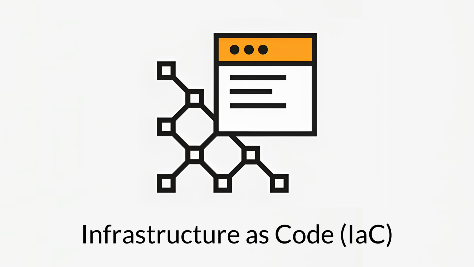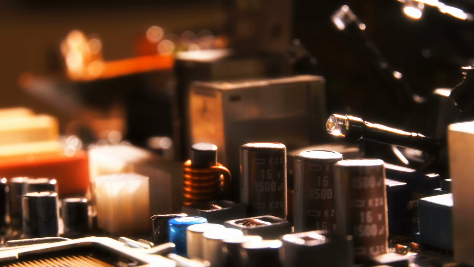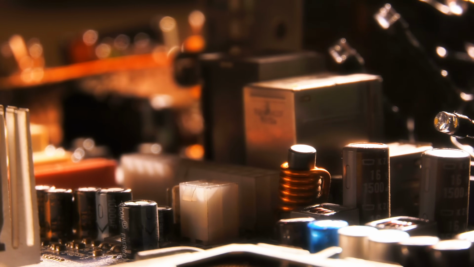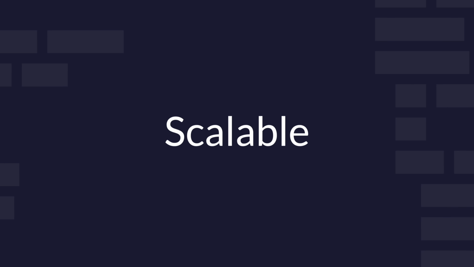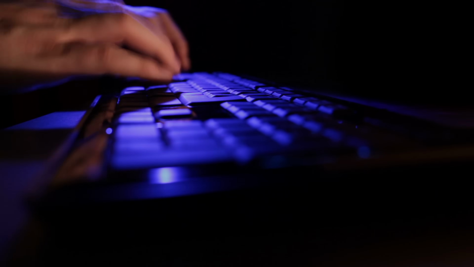So infrastructure as code is the practice of managing and provisioning infrastructure through machine-readable definition files, rather than using physical hardware configuration or interactive configuration tools. In the era of cloud computing, infrastructure as code plays a pivotal role in ensuring that infrastructure is consistent, repeatable, and scalable.